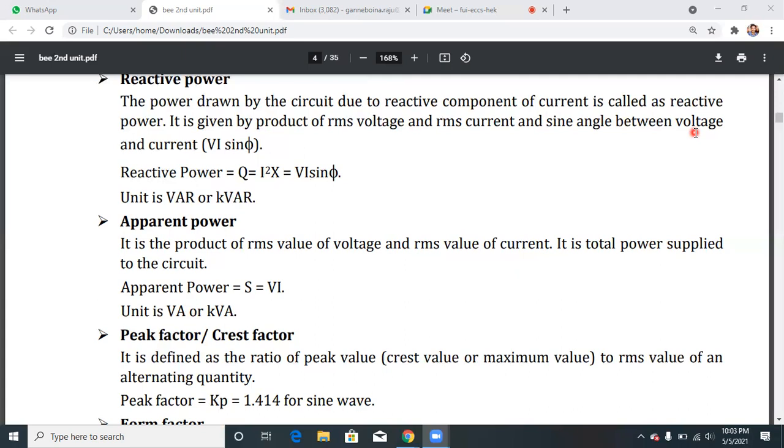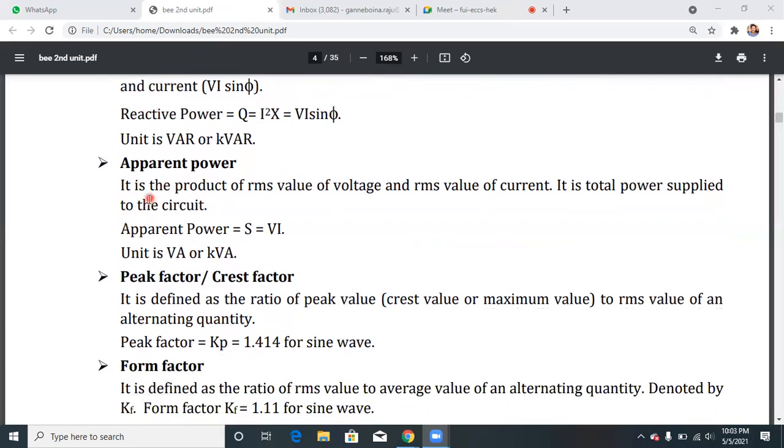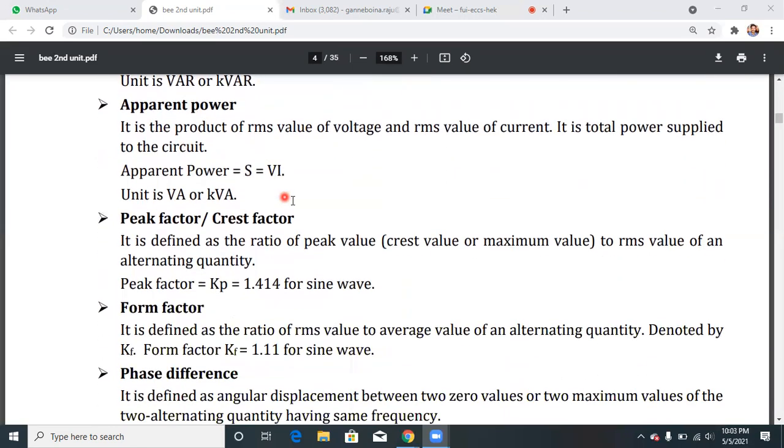So the next is apparent power. It is the product of the RMS value of voltage and the RMS value of current, V RMS and I RMS. It is the total power supplied to the circuit. It is denoted by capital S. Understood? It is the product of the RMS value of voltage and the RMS value of current. This is the total power supplied to the circuit.